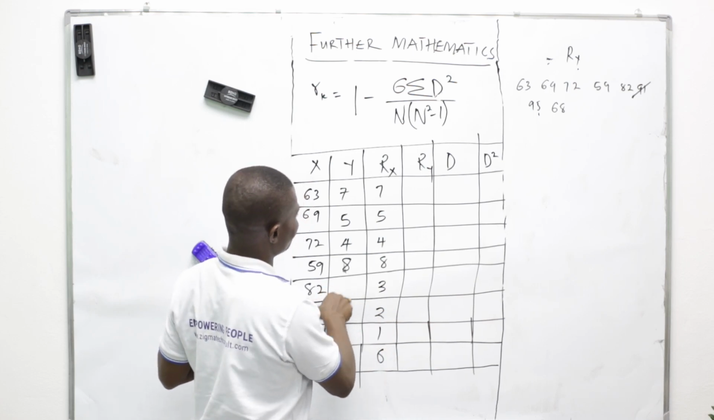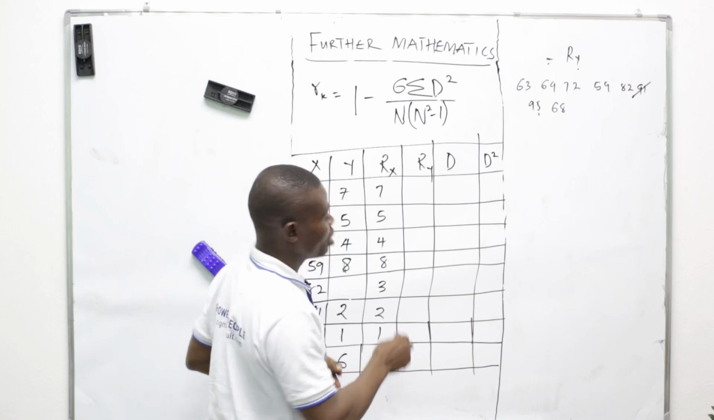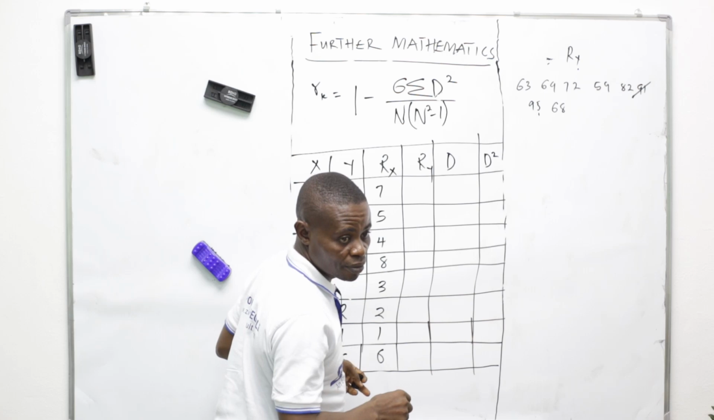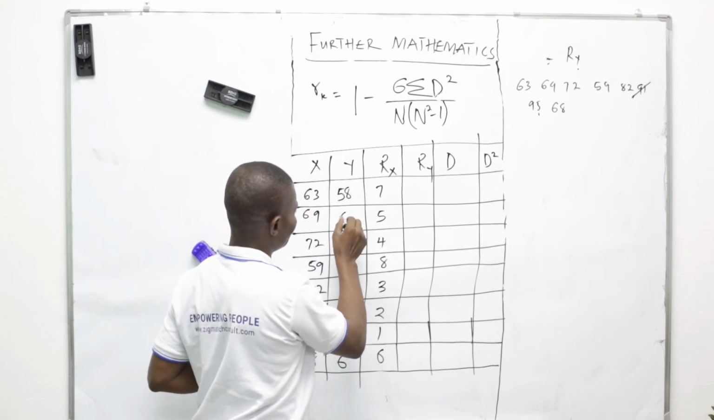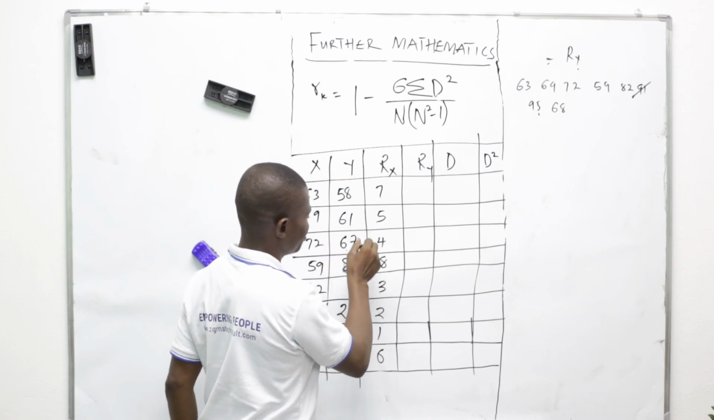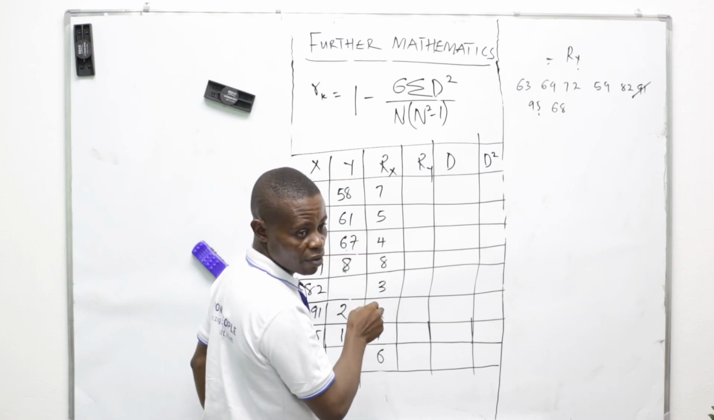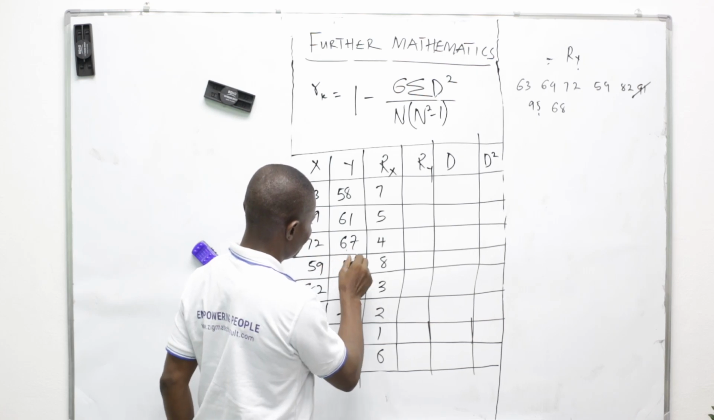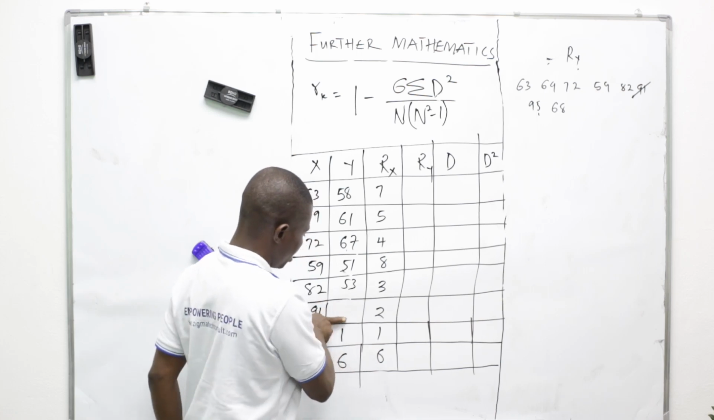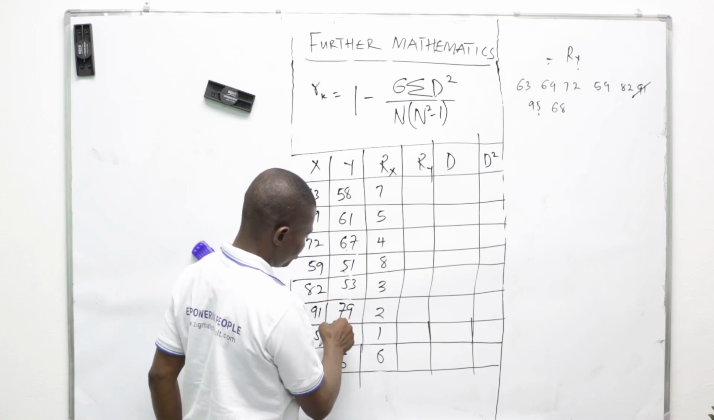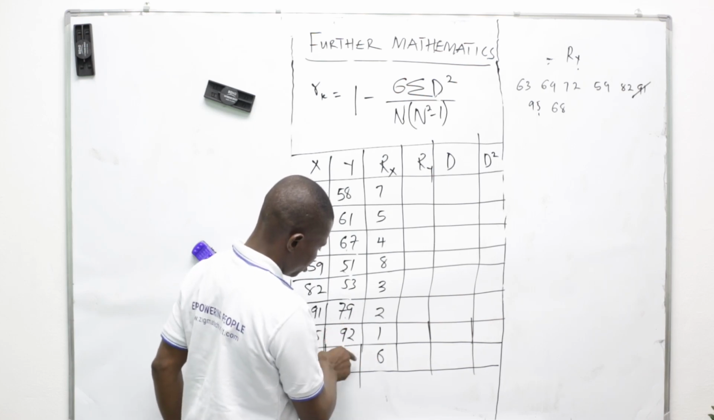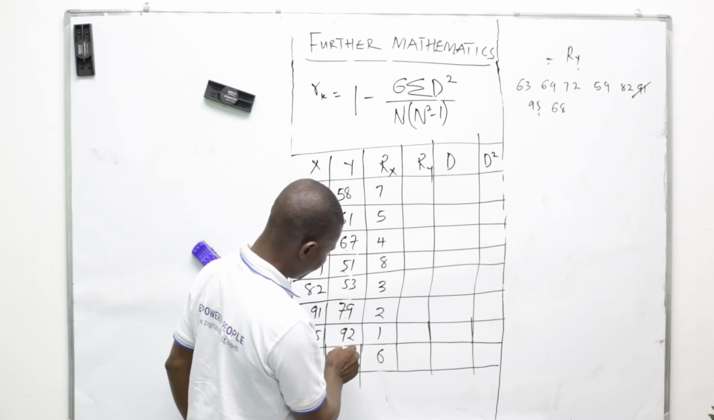Now let us write the table. Y is 58, 61, 67, 51, 53, 79, 92, and 57.